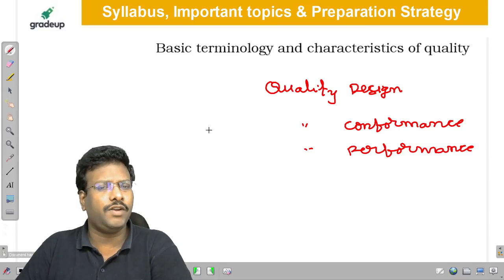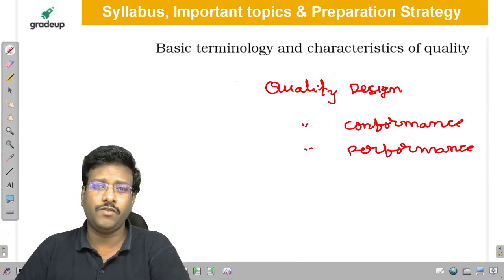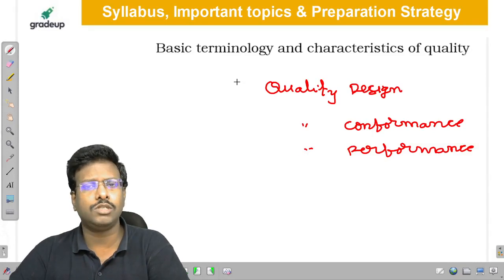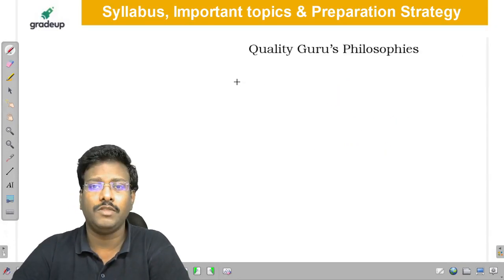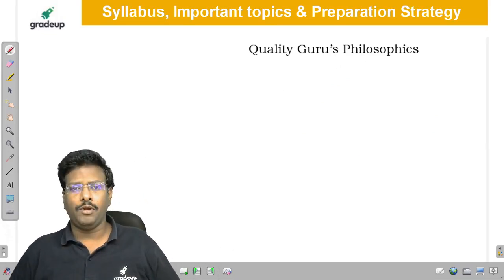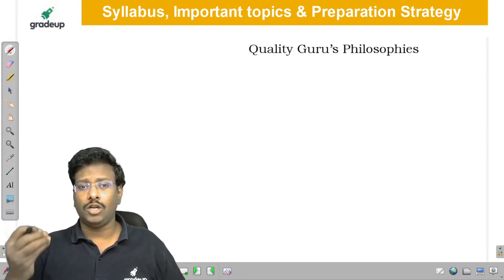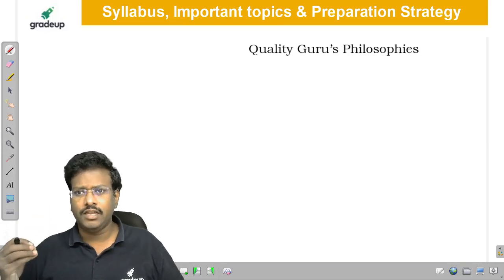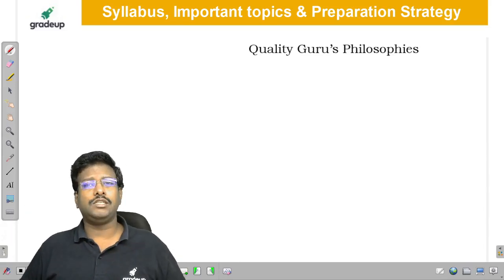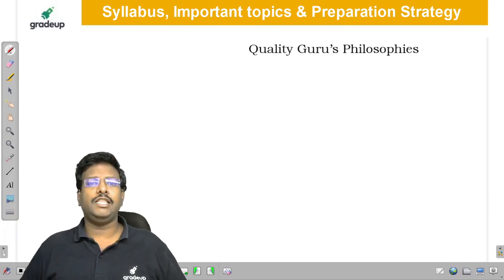Different people gave different words regarding quality. Quality means meeting the customer requirements, fit for the purpose, like this. Who coined this particular word? All those things we will come across in basic terminology. Now, quality gurus' philosophies. From the beginning, so many people concentrated on developing quality, in order to measure it. Whenever the customer is not satisfied, or whenever the management is not satisfied with their processes, they call upon some experts, who studied that particular organization or industry and came to conclusions.